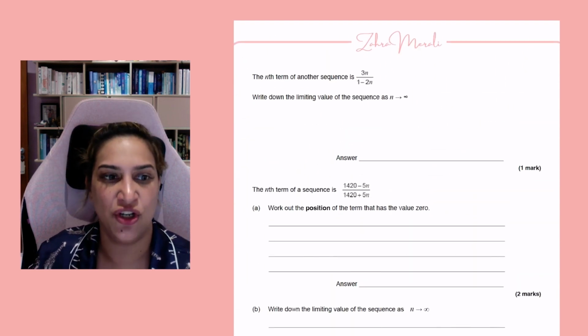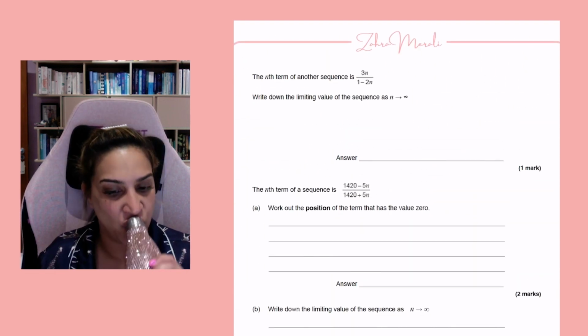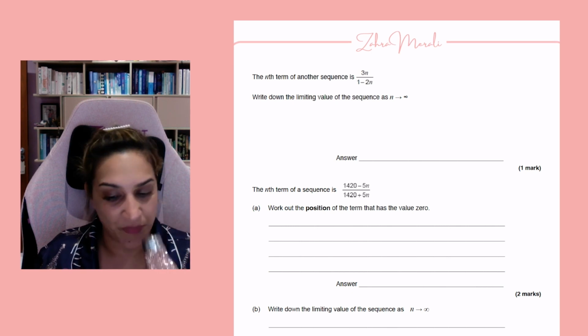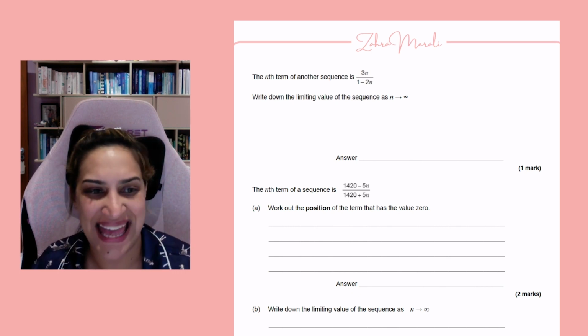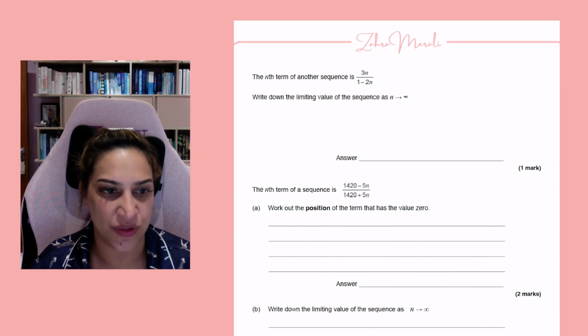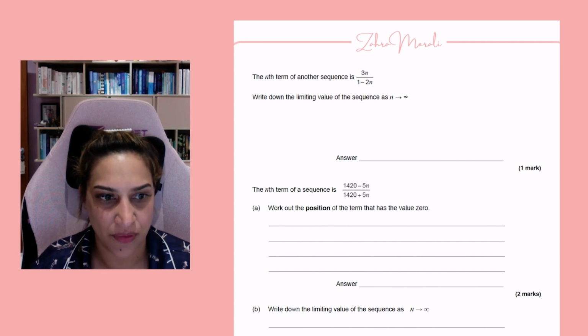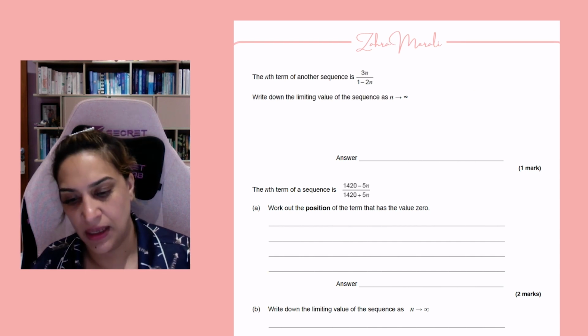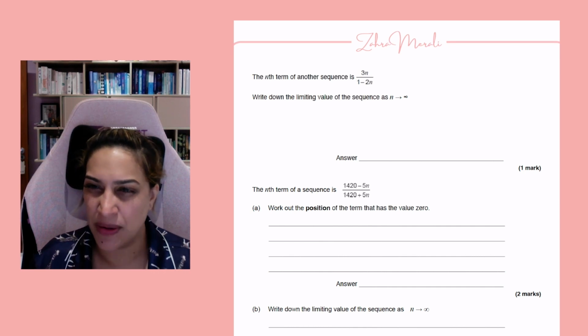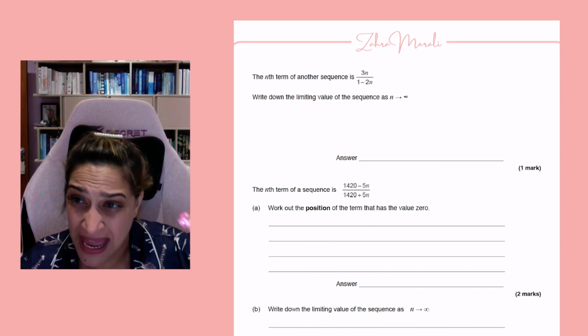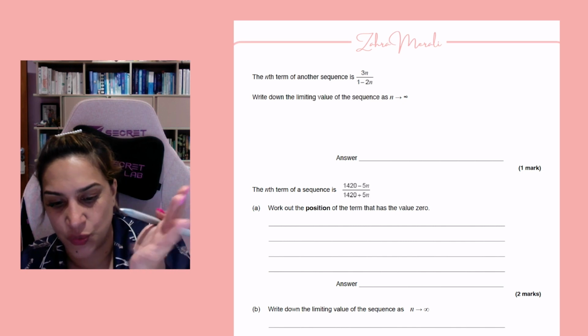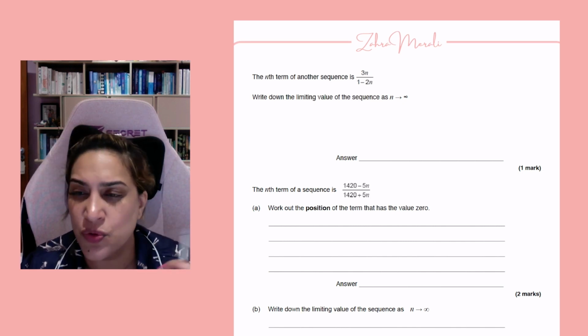Okay, now we're going to look at the limiting value, so we're doing as n goes towards infinity. One way to do this, remember if we have 1 over n, we can say it goes towards 0. So this is more so you understand it.